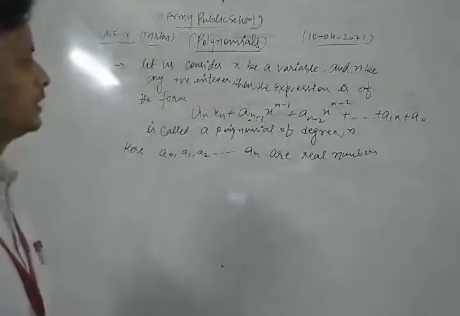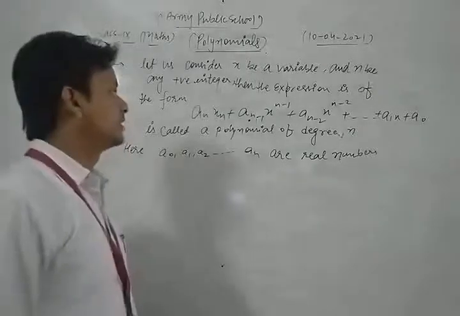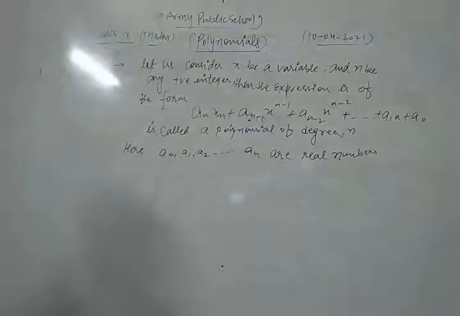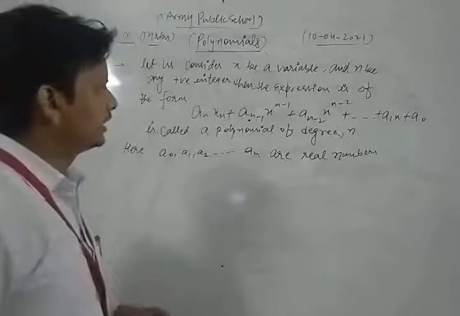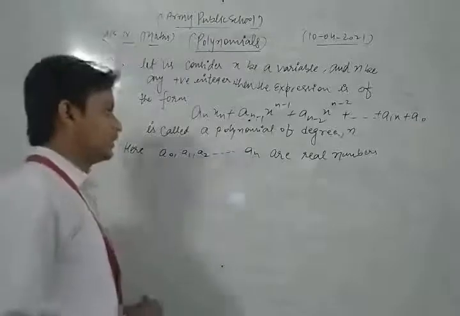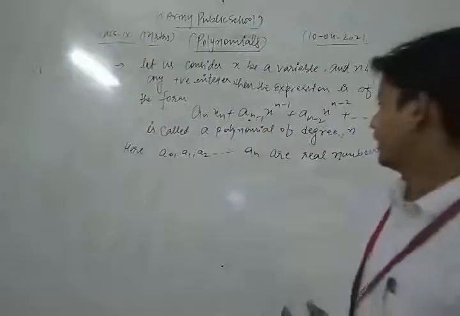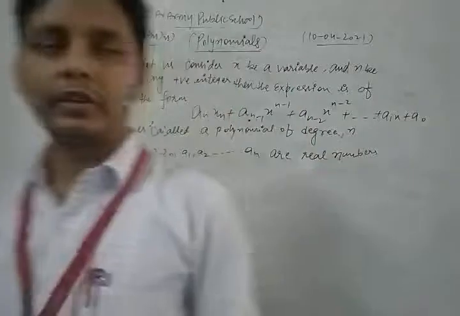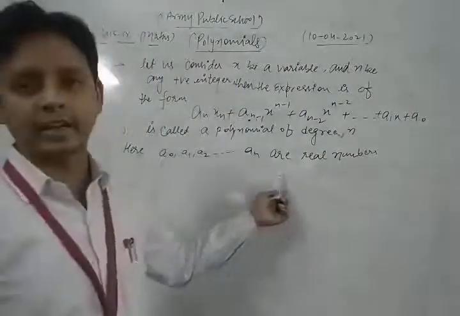Let us consider x be a variable and n be any positive integer. Then the expression a_n x to the power n plus a_(n-1) x to the power n minus 1 plus a_(n-2) x to the power n minus 2 and so on, plus a_1 x plus a_0, is called a polynomial of degree n, and here a_0, a_1, a_2 and so on up to a_n are real numbers.